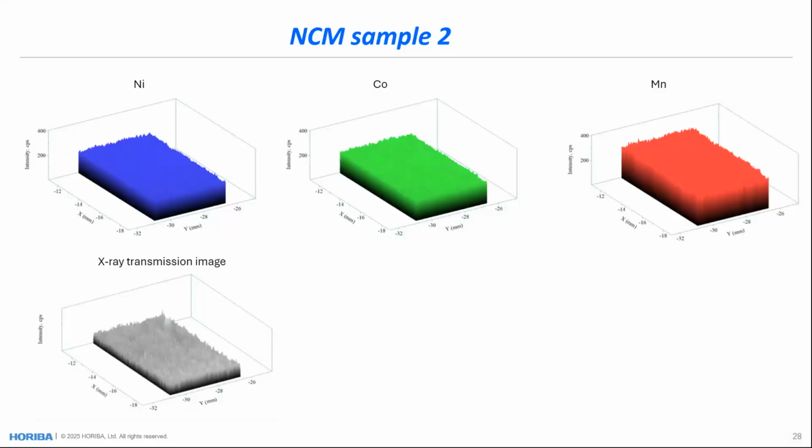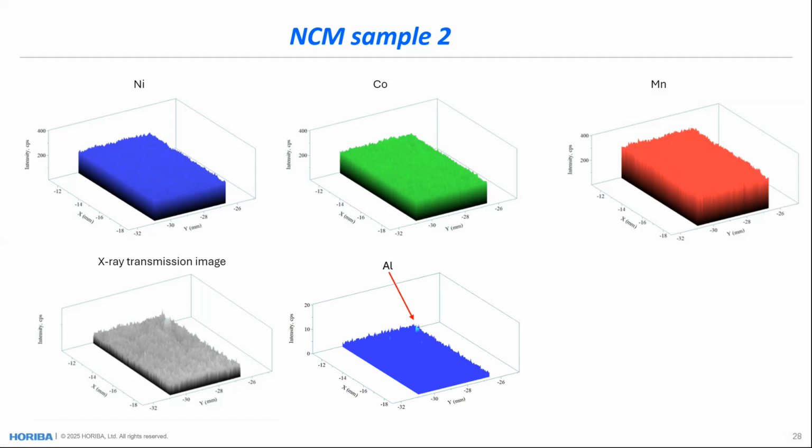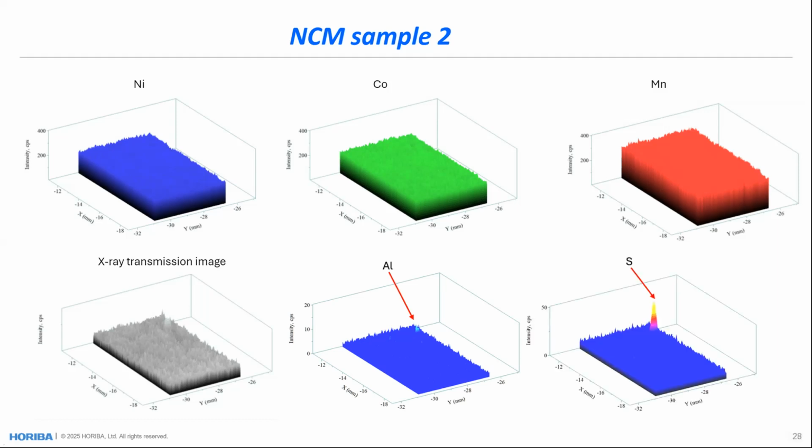This example is another, sample 2. What we can do here, and you can see exactly the same, is a transmission image, which shows some distribution of the density profile for this particular electrode, and nickel, cobalt, and manganese here. And then from the spectra, you can see aluminum in one spot and also sulfur. So this is a contamination of the material, which can create some problems for the electrode performance.